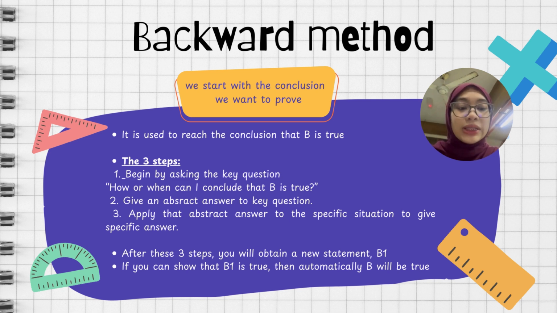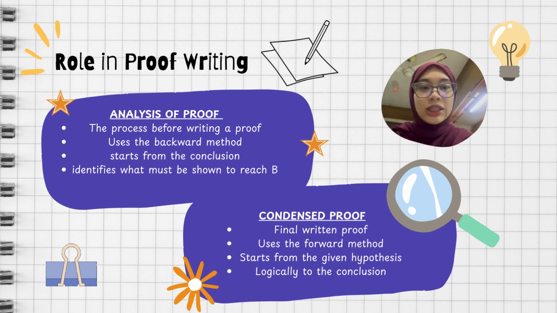This backward reasoning is mainly used during the analysis of a proof, before writing the final proof. The rule of proof writing is what we are going to use when we answer questions. Analysis of proof is the thinking process before writing the proof. It applies the backward method by starting from the conclusion and identifying the condition needed for the conclusion to be true. The condensed proof is the final form of the proof. It is written using the forward method by starting from the hypothesis and logically deriving to the conclusion.